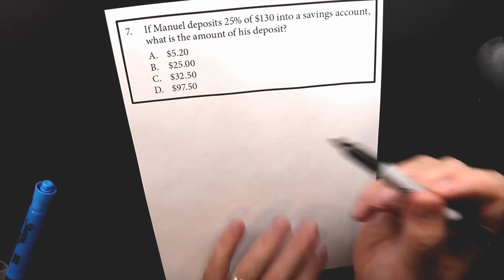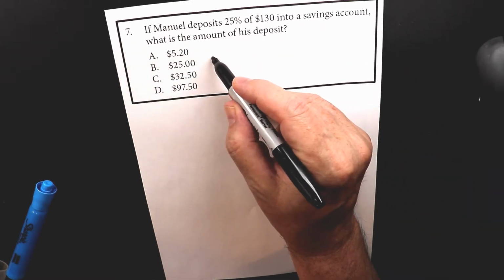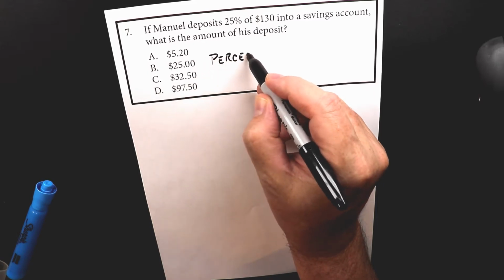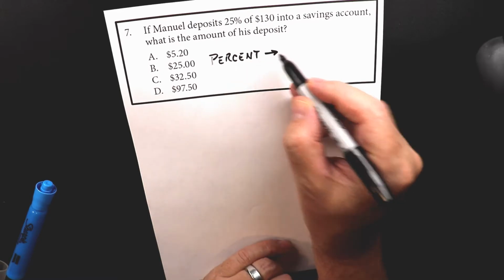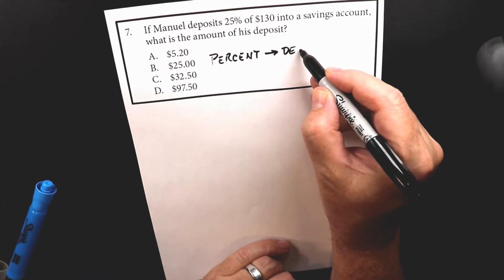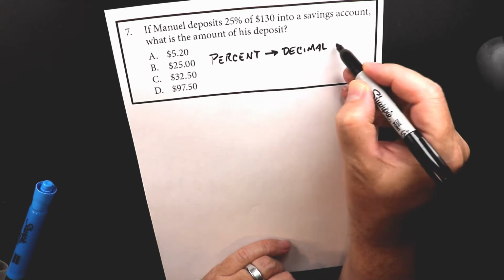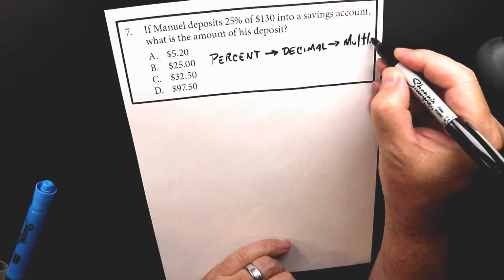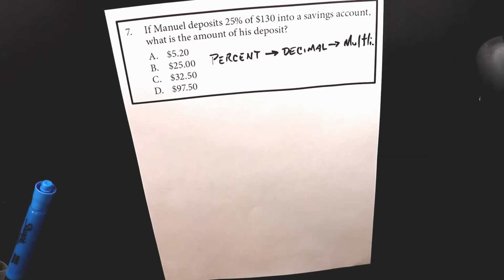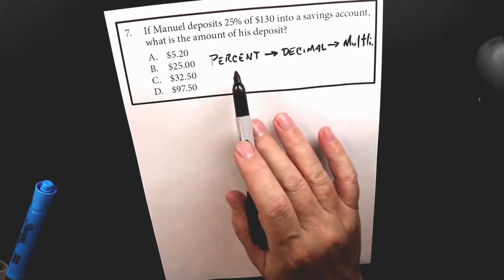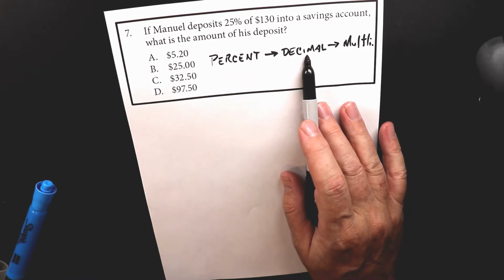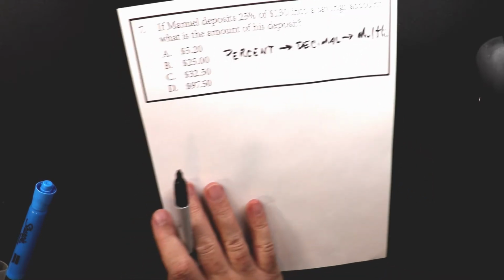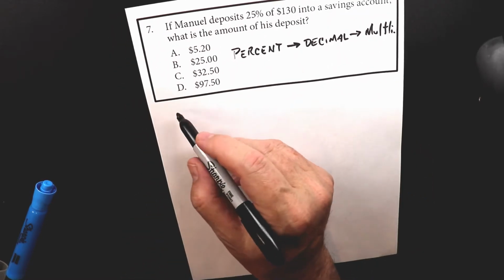So this process is we're going to do a percent to a decimal, and then multiplication. We're going to find the percent, turn it into the decimal, take that and multiply that number into 130. So the first thing we want to do is take 25%.